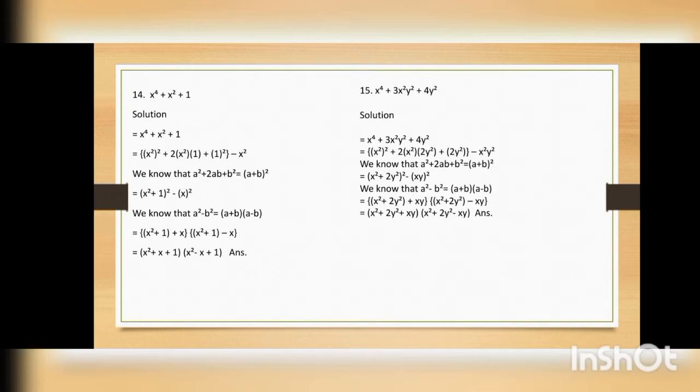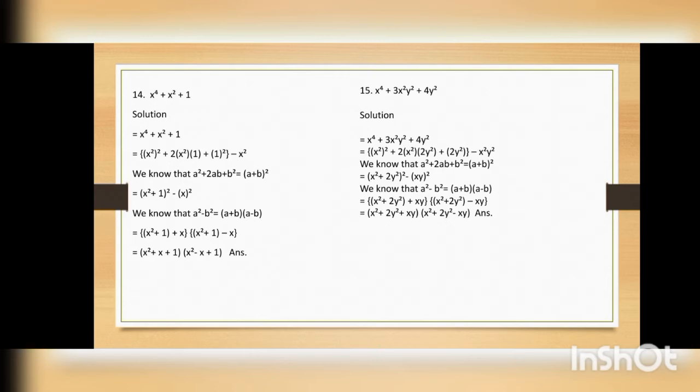In the last step we just got rid of these curly brackets and arranged these terms in descending order. So we have written x square plus x plus 1, and in the second bracket we have x square minus x plus 1. Now move towards question number 15.